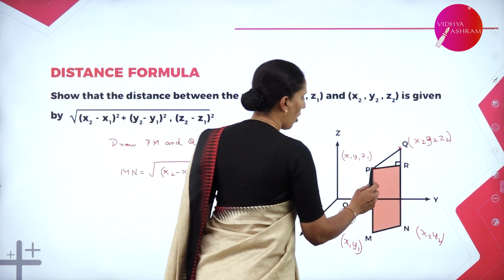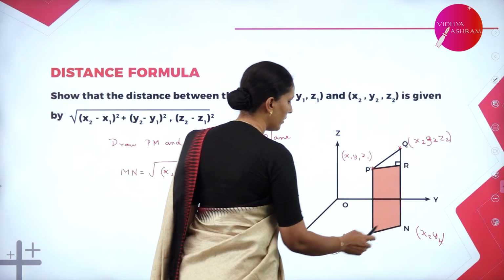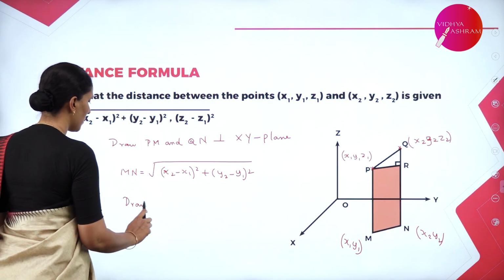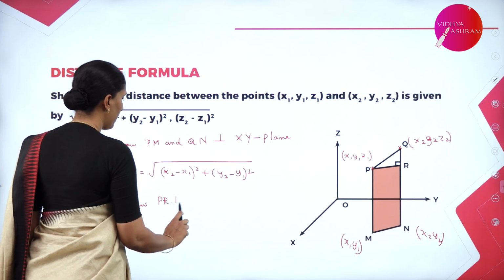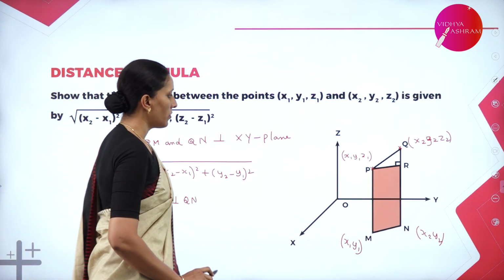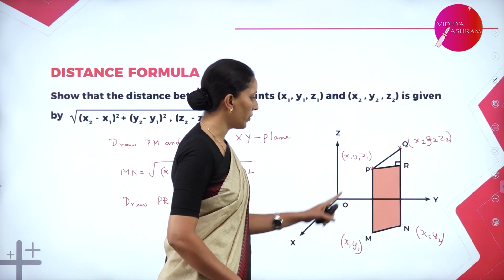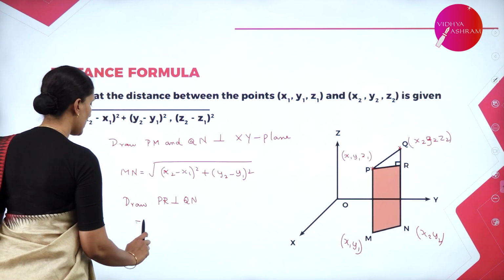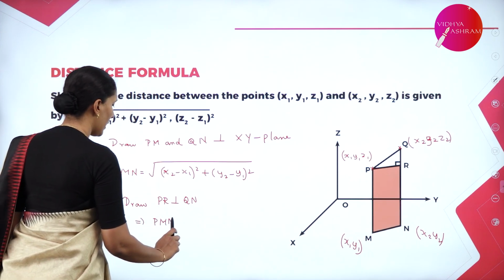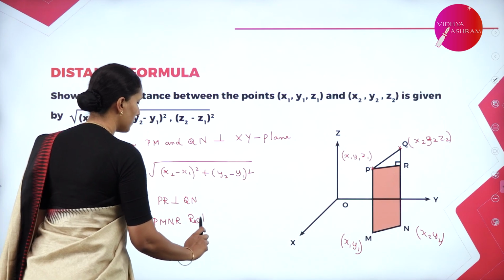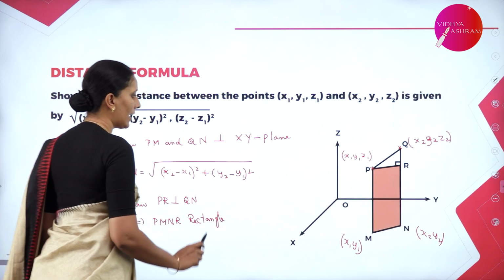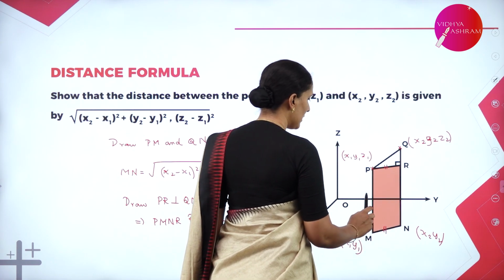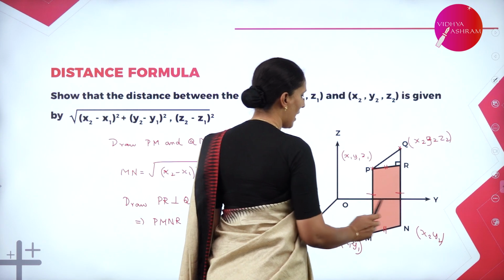Next, draw PR perpendicular to QN, that is equal to MN. So when I draw PR perpendicular to QN, we get PMNR as a rectangle. So when it forms a rectangle, we can clearly see the distance PR is the same as the distance MN, and the distance PM is the same as the distance RN.